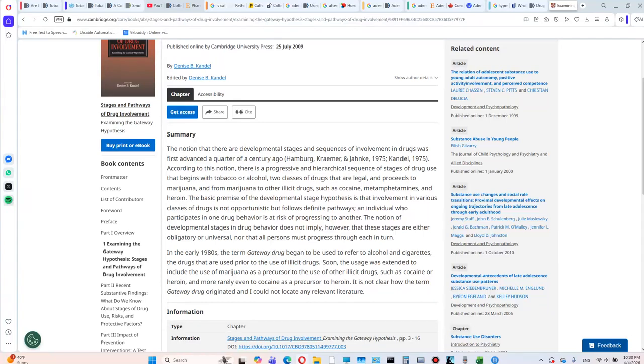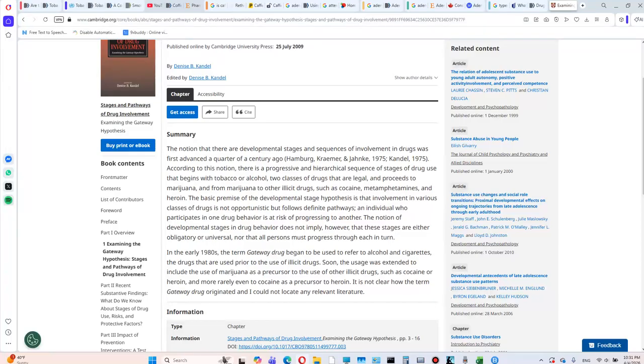The basic premise of the developmental stage hypothesis is that involvement in various classes of drugs is not opportunistic, but follows definite pathways. An individual who participates in one drug behavior is at risk of progressing to another. The notion of developmental stages in drug behavior does not imply, however, that these stages are either obligatory or universal, nor that all persons must progress through each in turn.